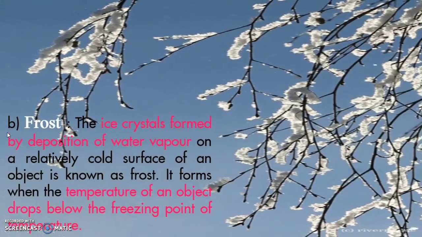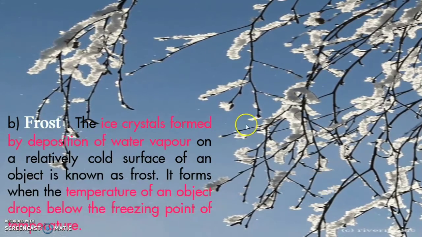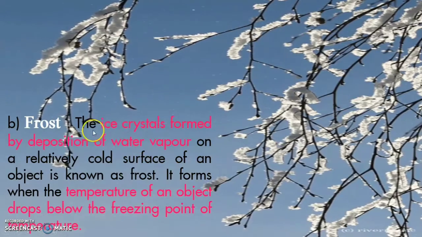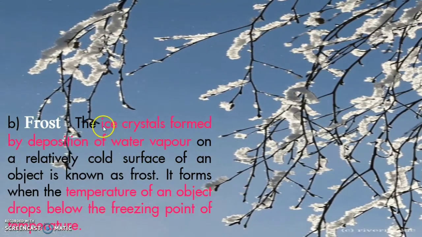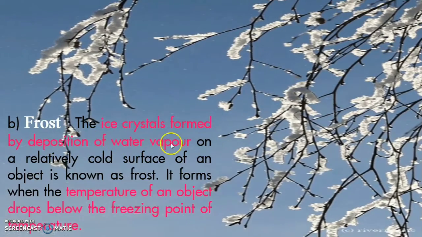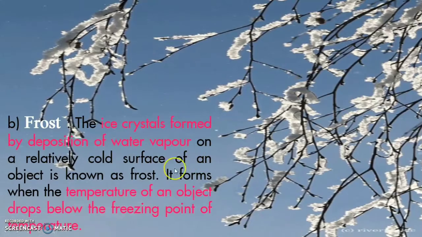The next form of condensation is frost. Have a look at this clipping, children. Can you see ice crystals there? Yes. So what is frost? Yes, frost is ice crystals formed by the deposition of water vapor on a relatively cold surface of an object.